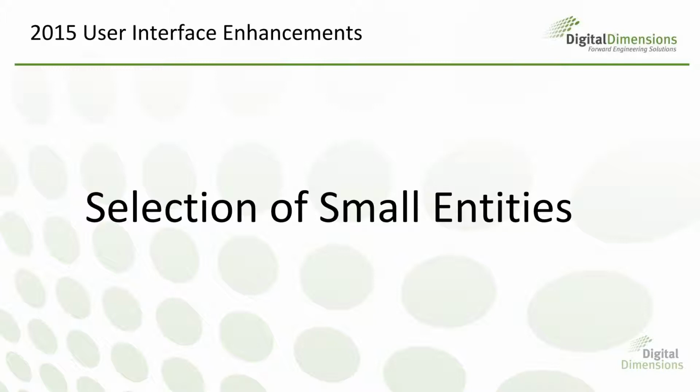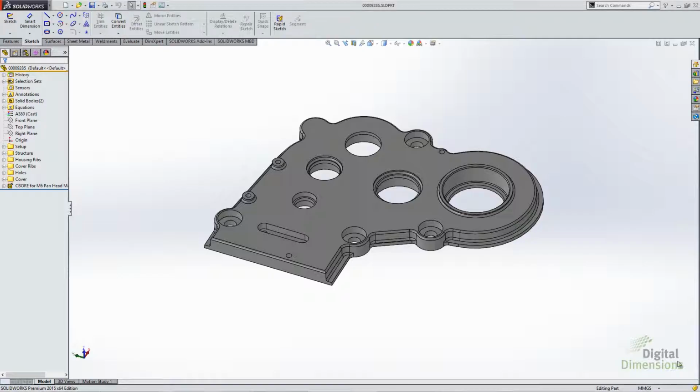Another interesting enhancement to the user interface is something built into the software that aids you in the selection of small entities. If we jump in SolidWorks, I'll let you know what I'm talking about here. You see these little bosses on this part? If you want to grab that fillet where that boss meets the base part, sometimes it's difficult to get that fillet. You end up getting only edges.